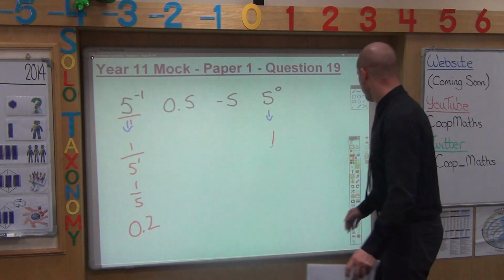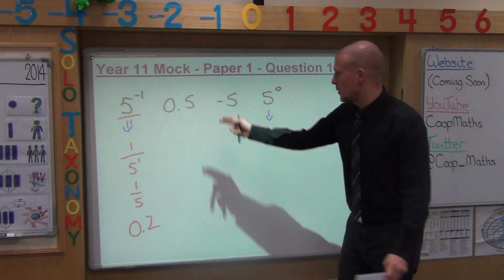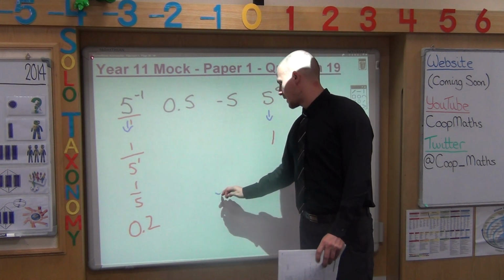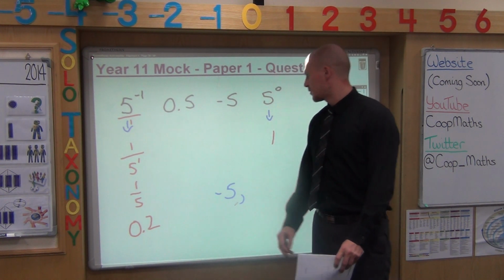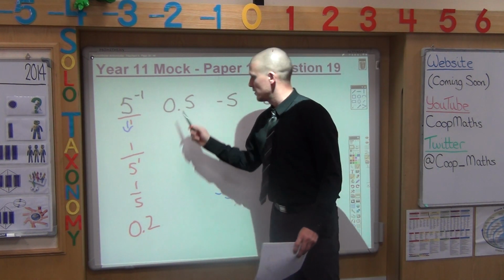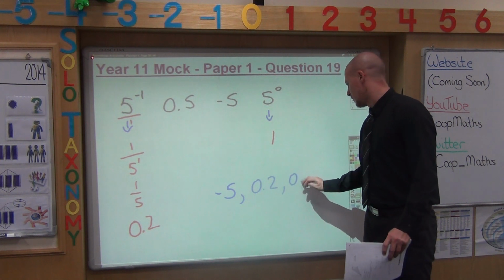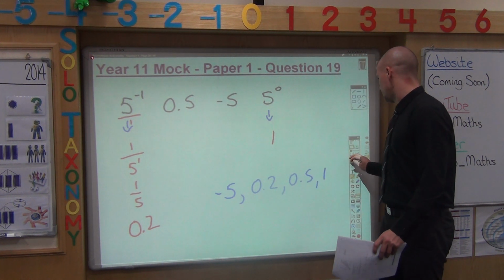As for the second one here with indices, anything at the power 0 is always 1, voila, 1, okay? So all you then have to do is order these decimals, a negative number and positive numbers. By default, the negative is going to be first. You've then got 0.2, 0.5, 1. So, listed in order, that's what you have.